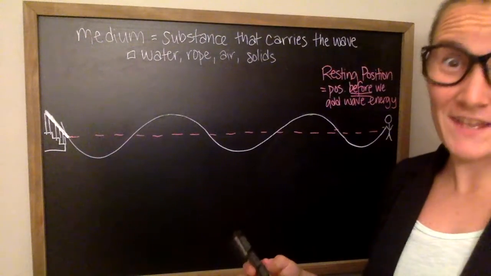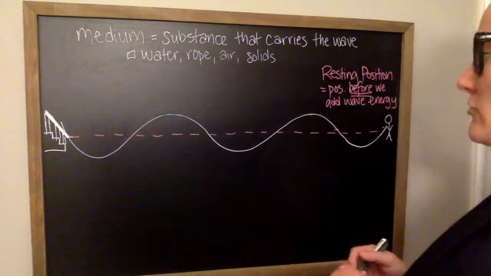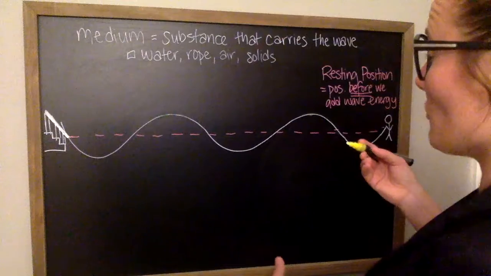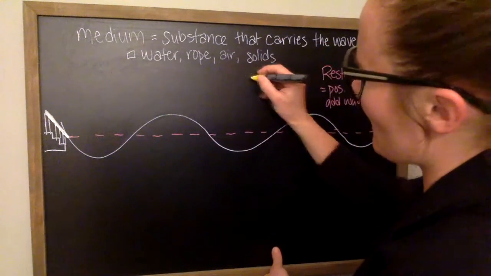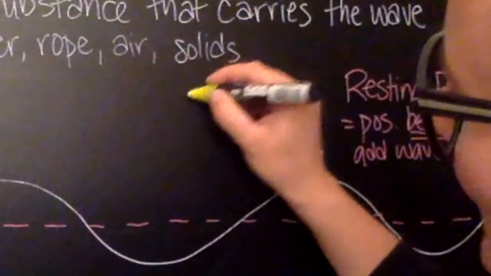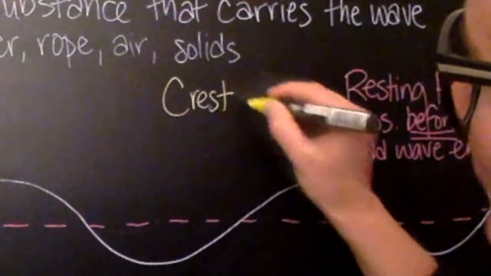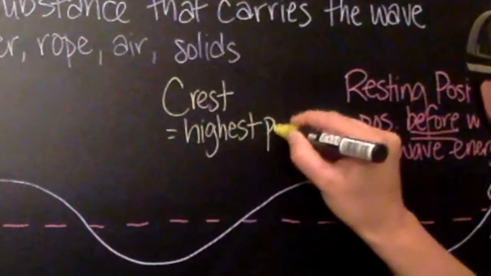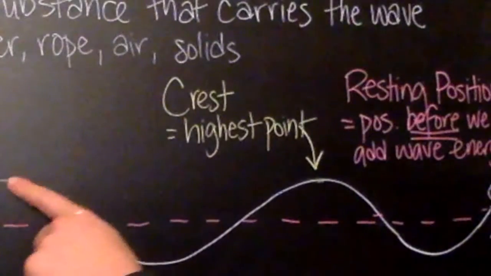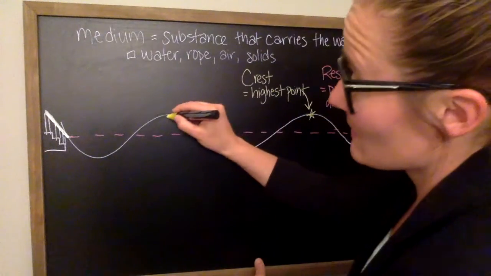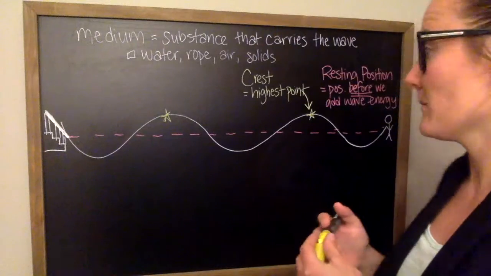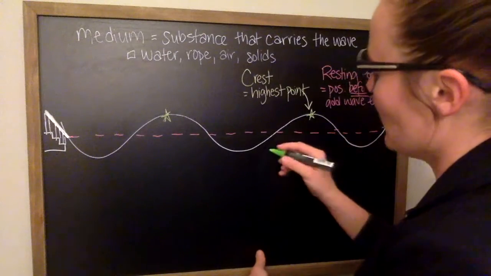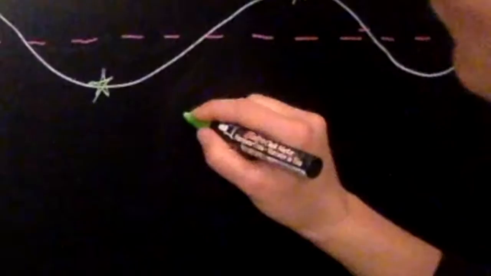As soon as we start adding energy, we see this up and down motion. And our up and down motion creates kind of these high points and low points of our wave. And there are very specific names for those. The high point is what we call the crest of the wave. And as you can probably see, there's multiple crests throughout our rope here. Where there's a high point, there's usually a low point as well. And that low point is what we call a trough.